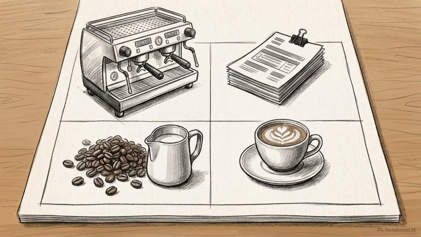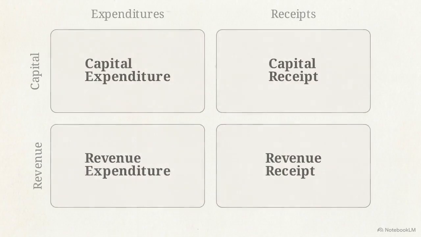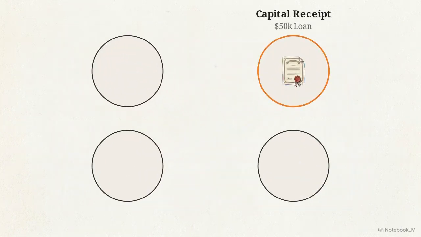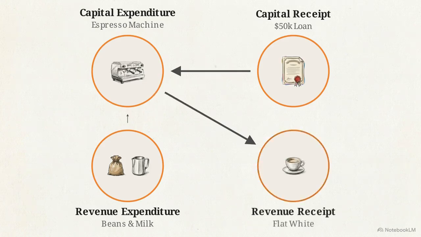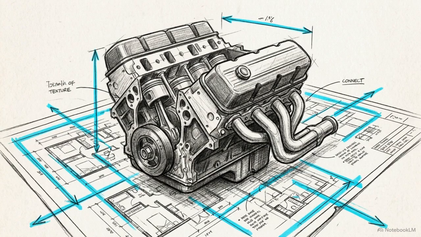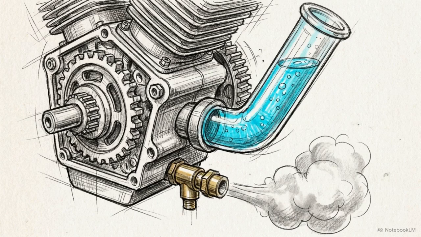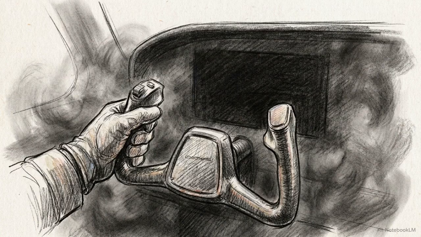With all 4 quadrants populated, we can step back and look at the taxonomy framework as a whole. This maps transactions by nature, timeframe, and destination. Watch them interact. A capital receipt, the £50,000 loan, funds a capital expenditure, the espresso machine. That machine processes revenue expenditure, beans and milk, to generate a revenue receipt, a flat white sale, feeding cash back into the system. It is a symbiotic relationship. Capital flows build the structural engine, while revenue flows serve as the fuel and the exhaust of that engine running day to day. If an entrepreneur treats all of these cash flows identically in the ledger, they are flying blind.